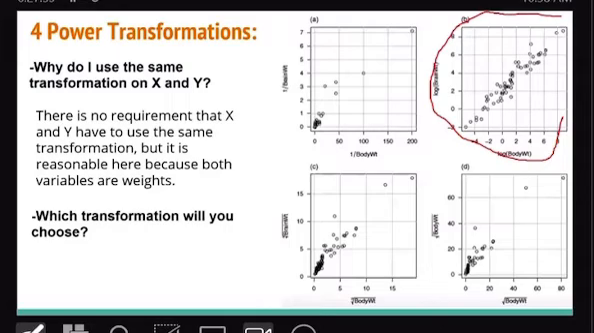Can you say that again? What is the point? Oh, the verification, like the other ways of verifying that a power transformation works. Is that what you mean?